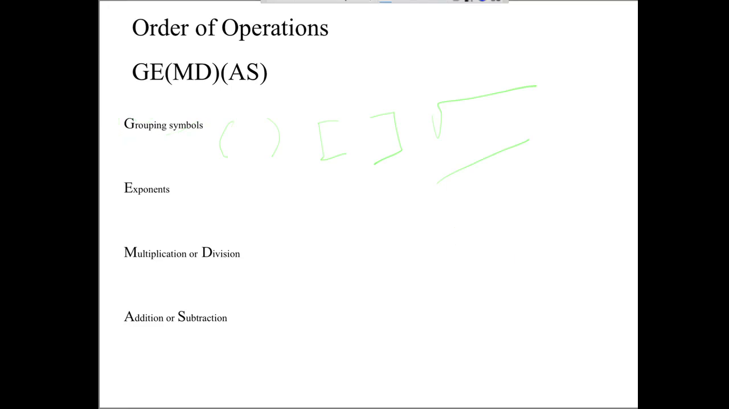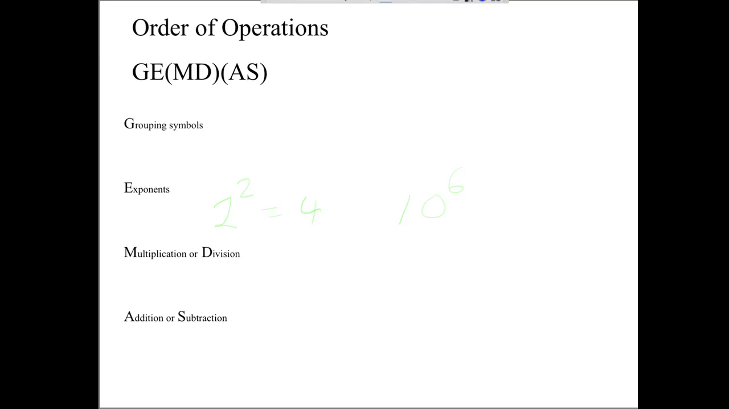The next one is exponents. This is that little number that goes up to the right of something. So 2 squared is equal to 4. It's a shorthand for repeated multiplication, meaning 2 times 2, or 10 to the 6th power, which equals 1,000,000, 1 followed by 6 zeros. So first we do what's in a grouping symbol, then we follow that with the exponents.